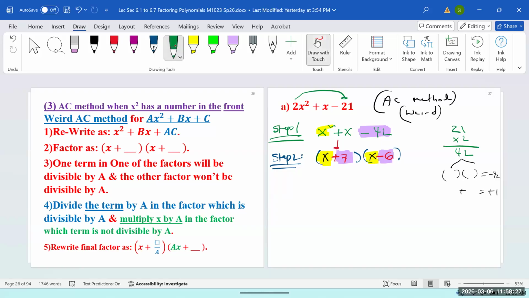Now between 7 and 6, which one is divisible by 2? So we divide this. Actually, let me do it in the next step. Step 3, we have x plus 7, x minus 6. 6 is divisible by 2, so we divide this by 2. And 7 is not divisible by 2, so we multiply the x by 2. And we got our final answer.